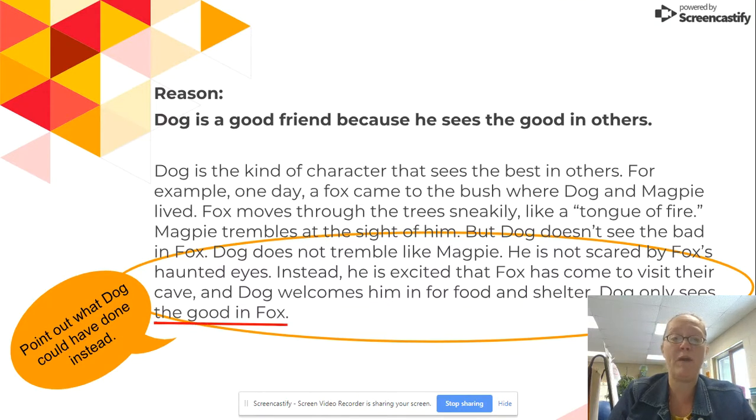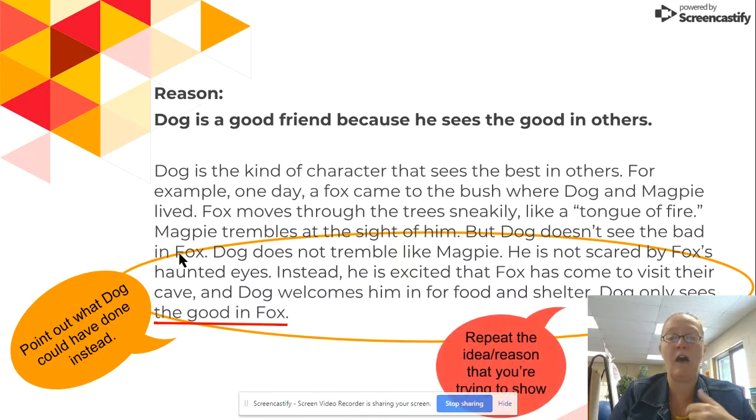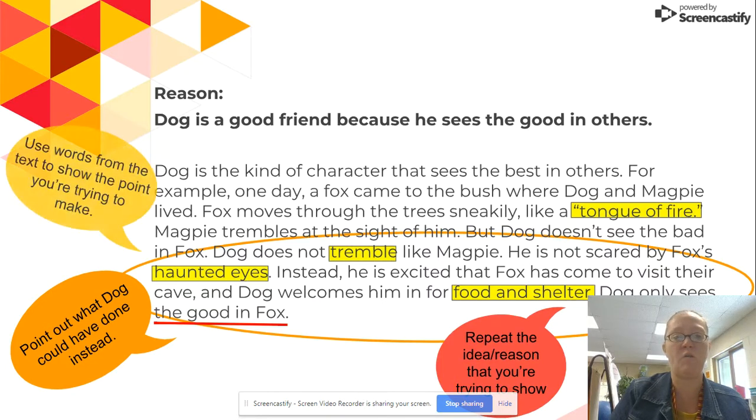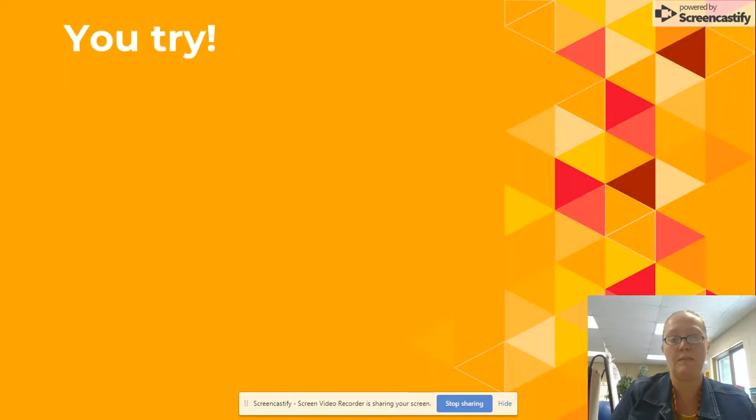Also, I repeated my point several times. I stated it right at the beginning, and I stated it again at the end. I also stated it right here in the middle. Dog doesn't see the bad in Fox. You want to make sure you repeat that big idea often. And then notice I also pulled out specific words from the text that show how scary Fox is and how Dog acts towards him. I didn't just pick any old words. I didn't use entire phrases or entire sentences and paragraphs from the author, just those specific words that I thought highlight the point I'm trying to make.